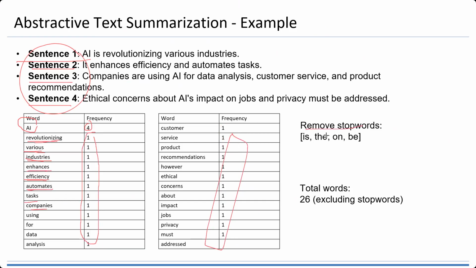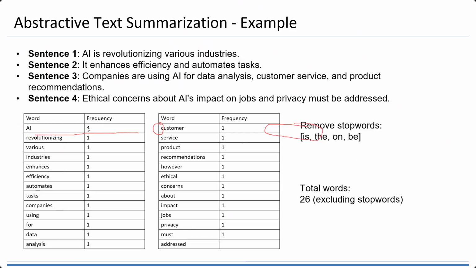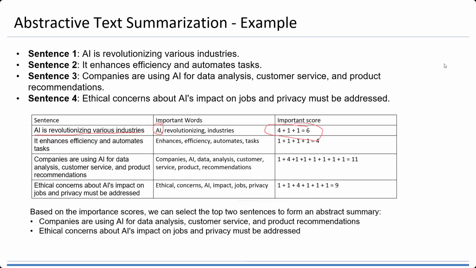After you remove the stop words, such as the, on, and be, we have the total words. Let's say the total is 26, excluding the stop words. Using a very simple calculation, we can get the score, which is based on the frequency. For the sentence AI is revolutionizing various industries, the word AI appears 4 times, so 4 for the important word. Revolutionizing is 1 and industries is 1 time. So the total is 6.